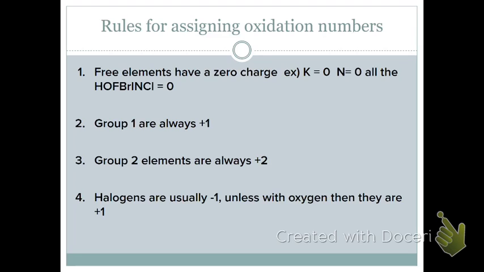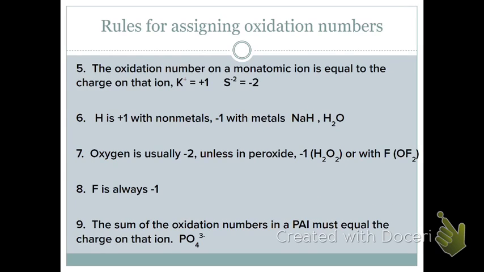In a neutral atom, the oxidation number is 0. Group 1 and 2 elements are +1 and +2. Halogens are -1, unless they're with oxygen, then they're usually positive. And so on. Here are some other rules as well. One of the big ones, and we'll go over it, is that the sum of oxidation numbers in a polyatomic ion must be equal to the charge on that ion. So here in phosphate, the charge is -3, so in total it has to be -3.